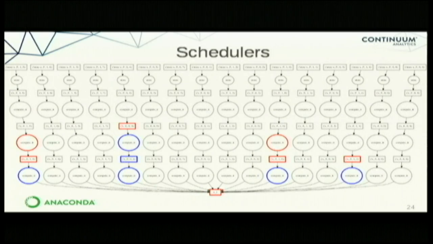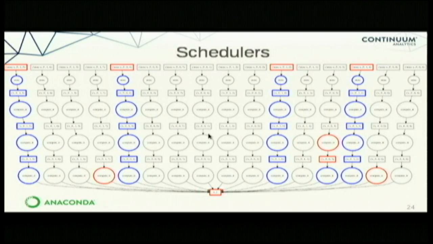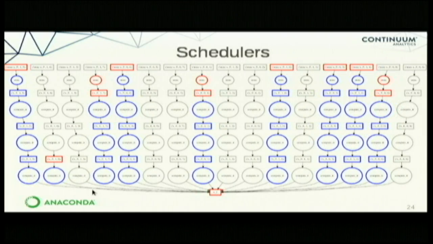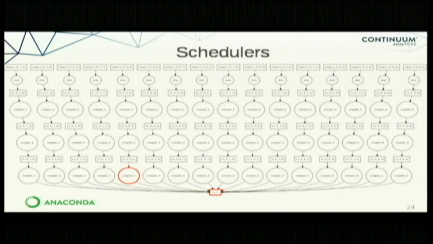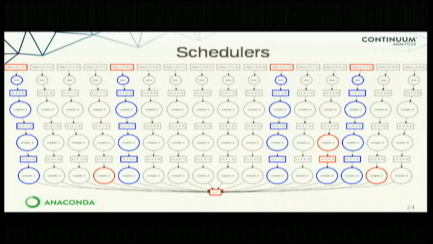So now I'm going to talk about our schedulers, and here we have a pretty cool GIF. The things that are blue are things that have been called already, and the things that are red are things that are about to be called. So there are several different strategies you could take whenever you are going to execute one of these graphs.